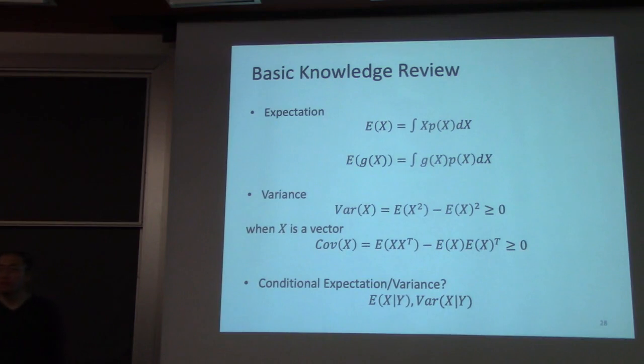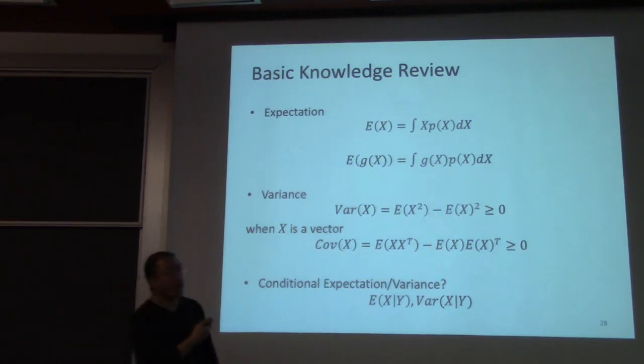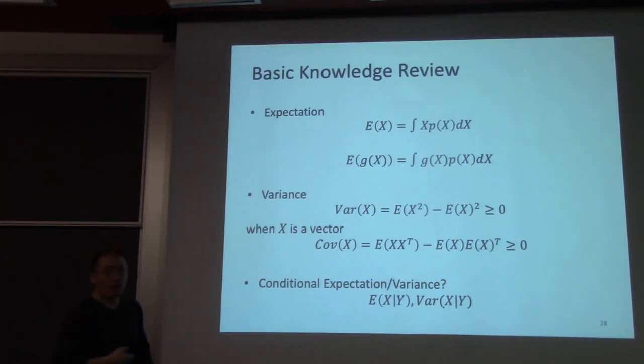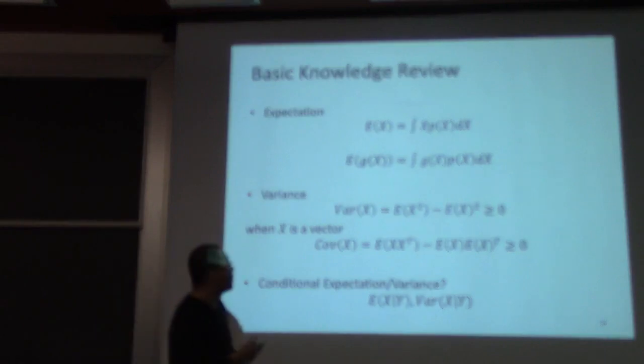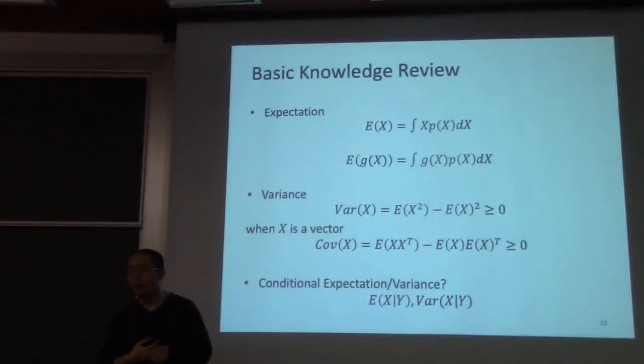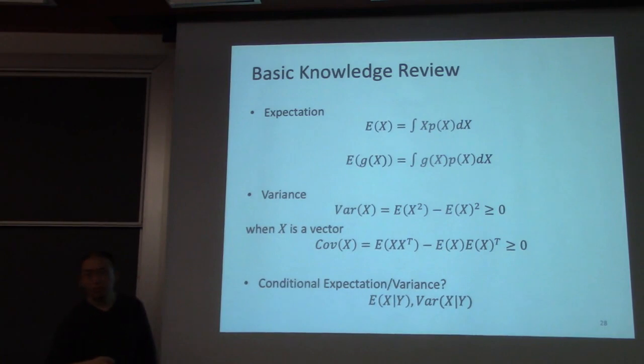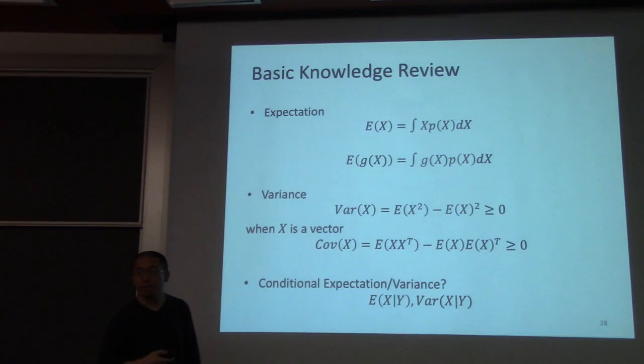And the definition for expectation and variance. The expectation of the random variable x is simply the integration of x times p of x over the domain of x. And any function of the random variable is itself a random variable. So if you take a function of x, g of x is another random variable. Now how can you compute the expectation of g of x? You just replace the x in the integration with g of x, and you calculate the expectation of g of x.